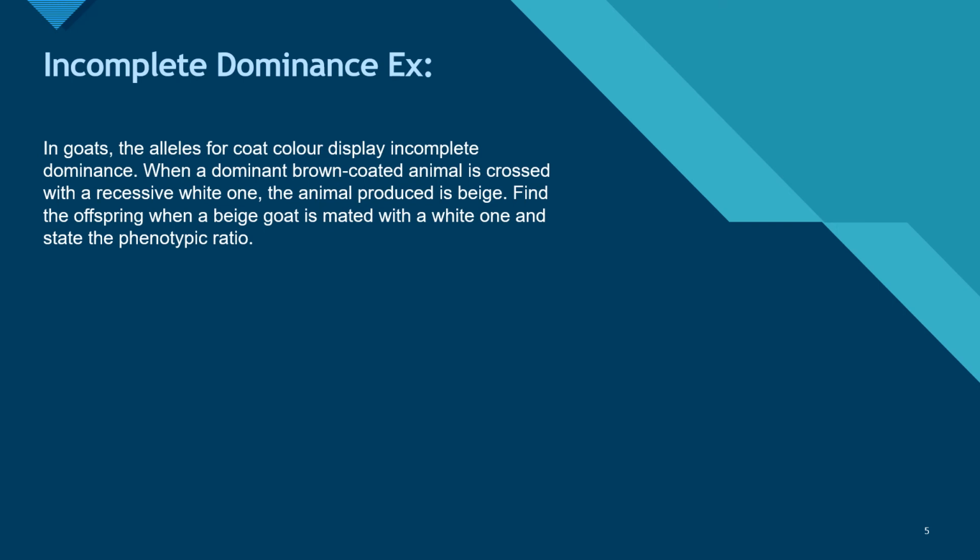So let's start off. It tells us that the dominant one is going to be the brown. So we can write big B is equal to brown. It also tells us the recessive one is going to be white. So we can write little b equals white. And then the combination one is going to be big B, little b is equal to beige. Perfect. Now we can do the cross, and it tells us that the cross is going to be between a beige goat and a white goat. So we have our beige goat, which is big B, little b, crossed with a white goat, like that.